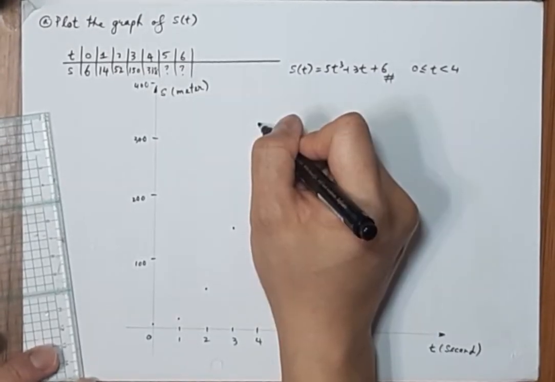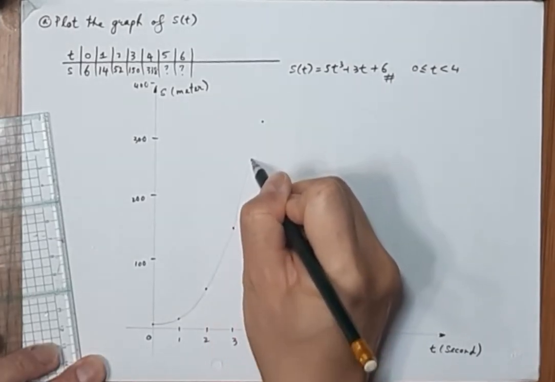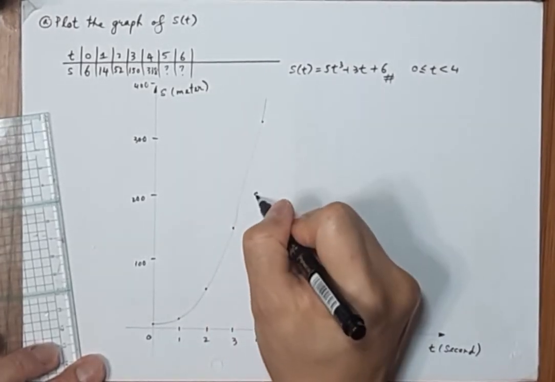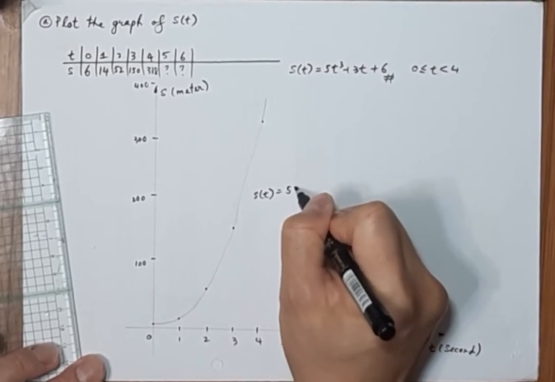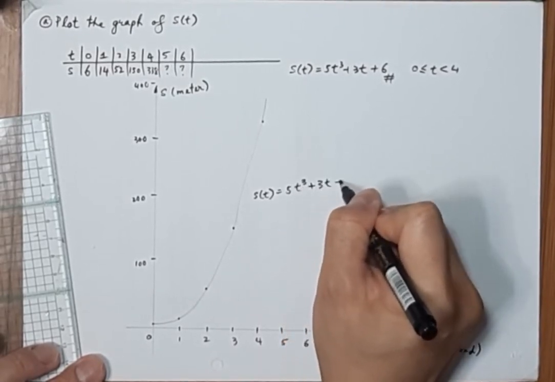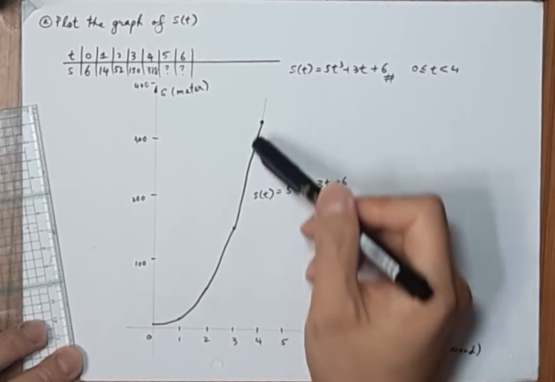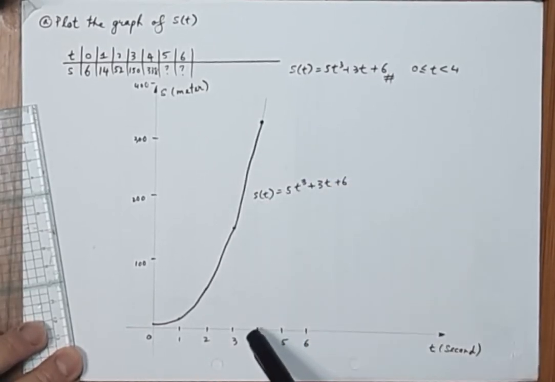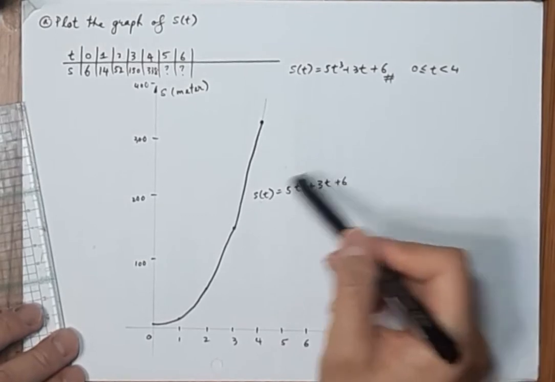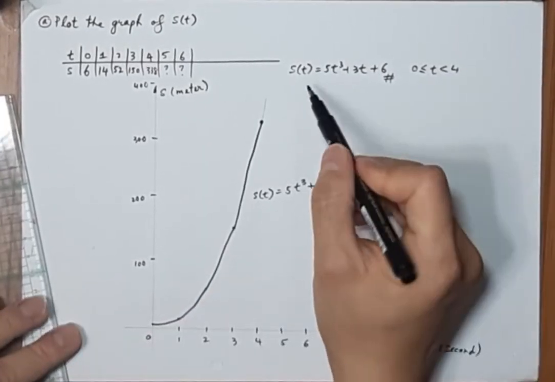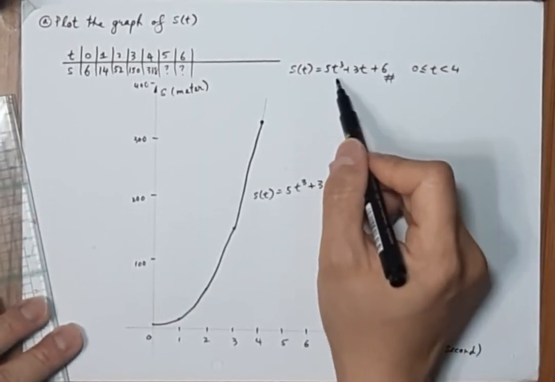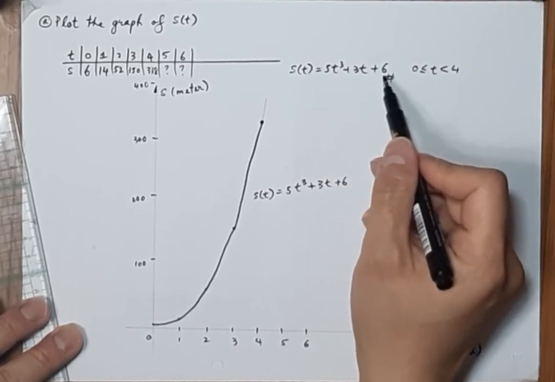Point around here. So we draw a curve, and this curve is s(t) equal to 5t cubed plus 3t plus 6. But this curve is just up to the point when t is equal to 4. When t is equal to 4 or greater, the function will be changed because the function of s(t) is no longer 5t cubed plus 3t plus 6.